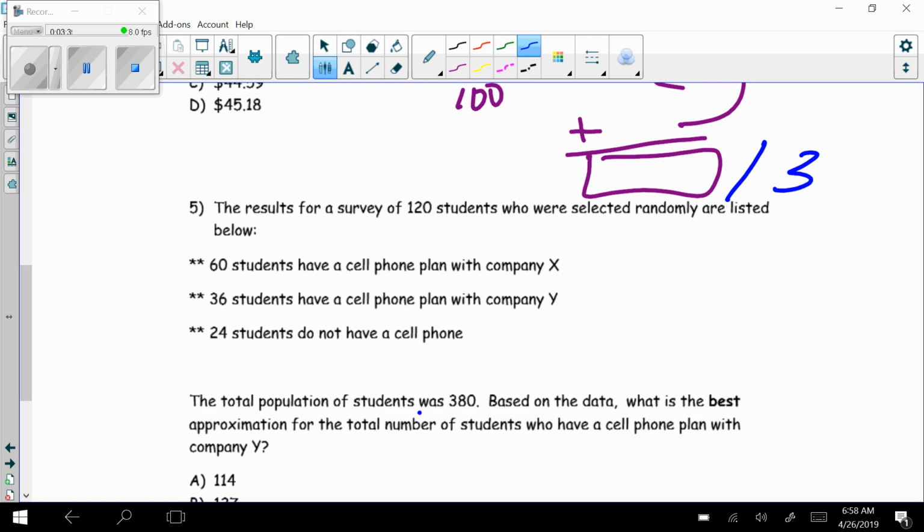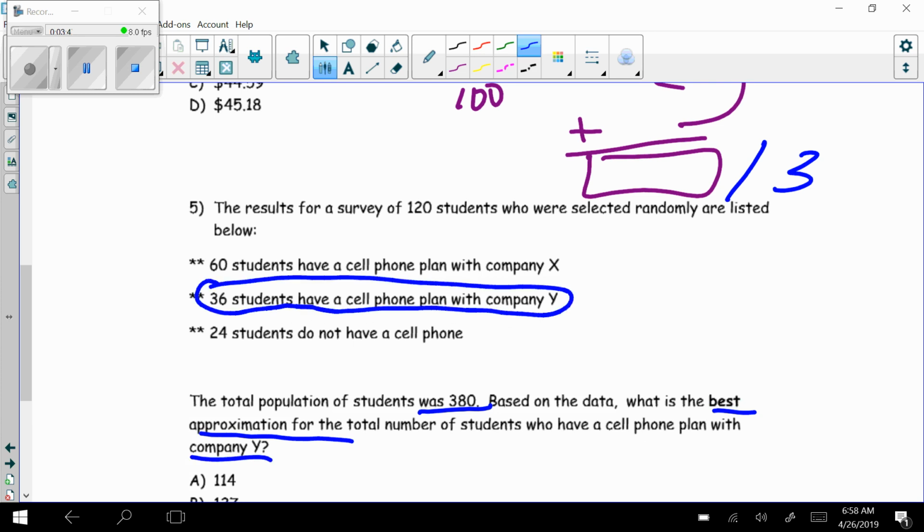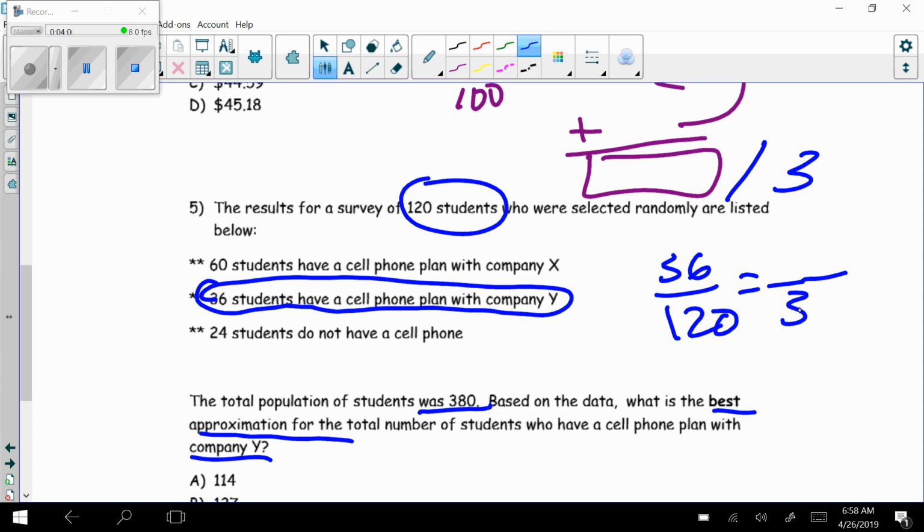Number 5. Total population of students was 380. Based on the data, the best approximation for students who have a cell phone plan with company Y. 36 students have a cell phone plan with company Y, 36 out of the 120 that were surveyed. Okay, and we want to use it to make a prediction. 380.